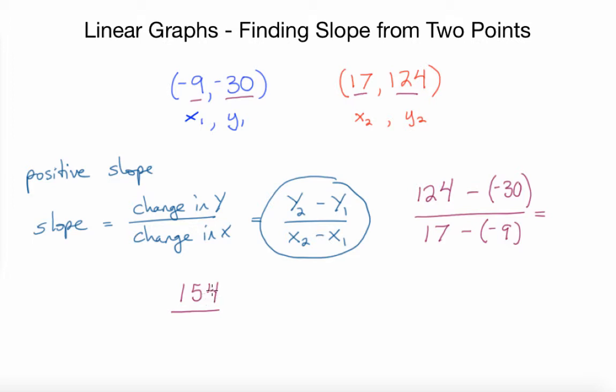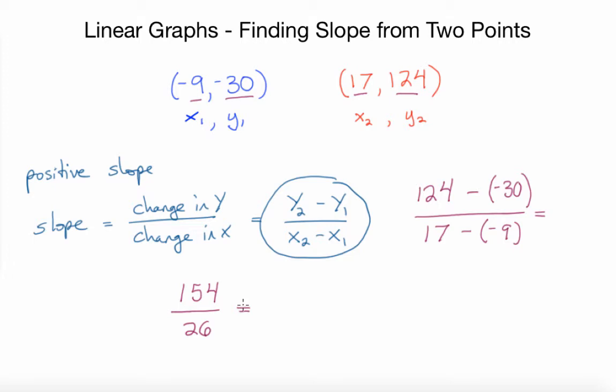While I was increasing in my y values, we also changed by 17 minus -9, which is 17 plus 9, a change of 26. All right, that's awesome. So when we increased our x values by 26, we increased our y values 154. Let's see, 26 goes into 154.